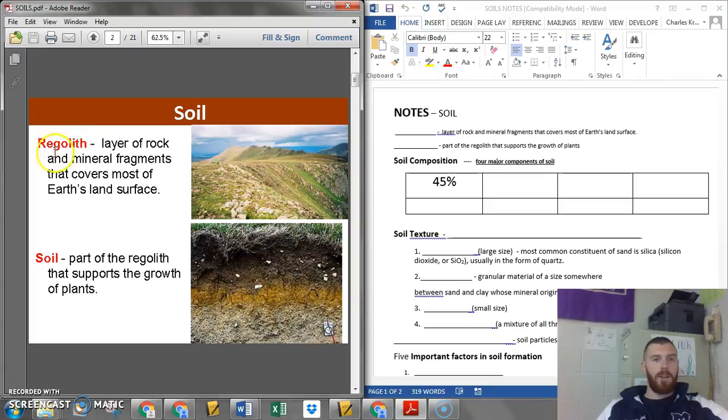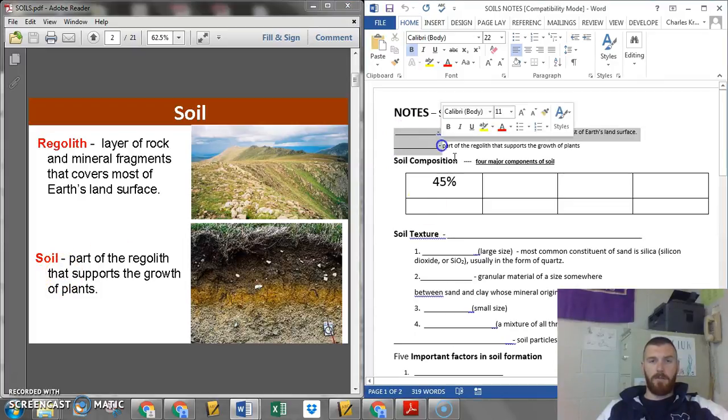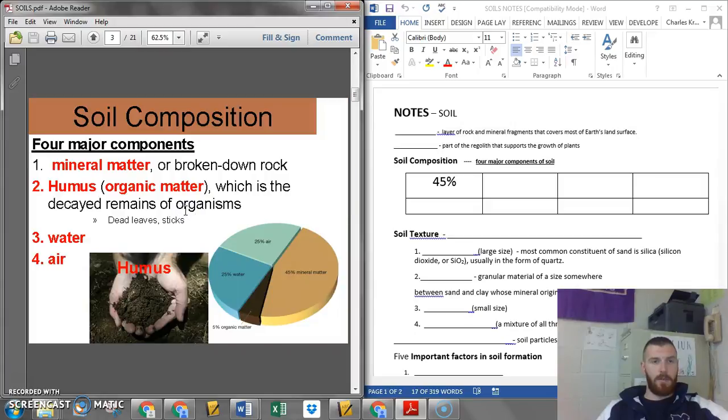So the regolith is a layer of rock and mineral fragments that covers most of Earth's land surfaces. And soil is a part of the regolith that supports the growth of plants. And you can fill those in here. Then we're going to get to soil composition here.